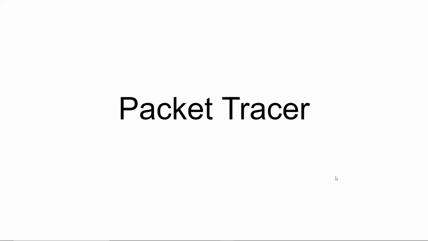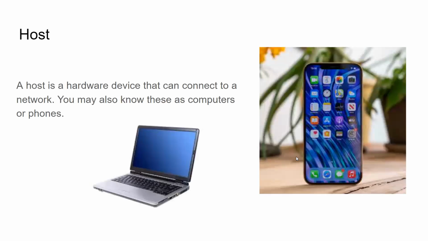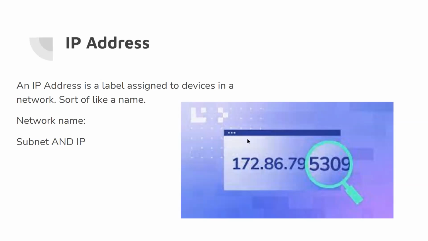So today we are going to do some basic things with a packet tracer. Before we do all that, we should first review what we learned yesterday, or the vocabulary. So the host is, again, just computers or iPhones, basically a hardware device that can connect to a network. Your IP address is your name in your network, and it has to be unique. And you can find your network name by using your AND function with your subnet mask and your IP address.